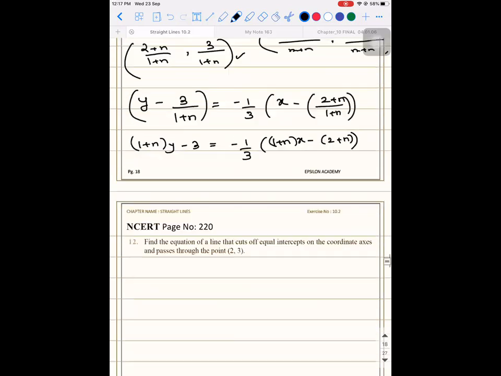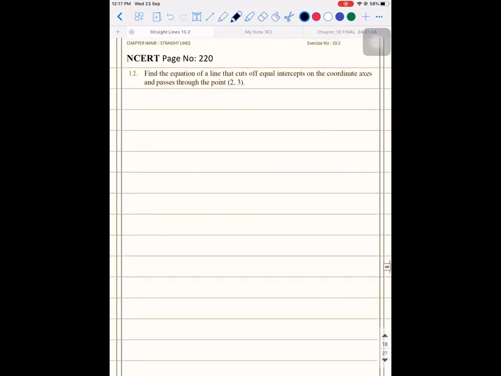I'll do one thing. These calculation parts, you do it later. I will give you the hints for all the problems. So find the equation of a line that cuts off equal intercepts on the coordinate axis and passes through the point 2, 3. So there is a line which cuts equal intercepts A and A. So what will be the coordinate of this point? 0, A, and A, 0. Then what is the equation of this line?